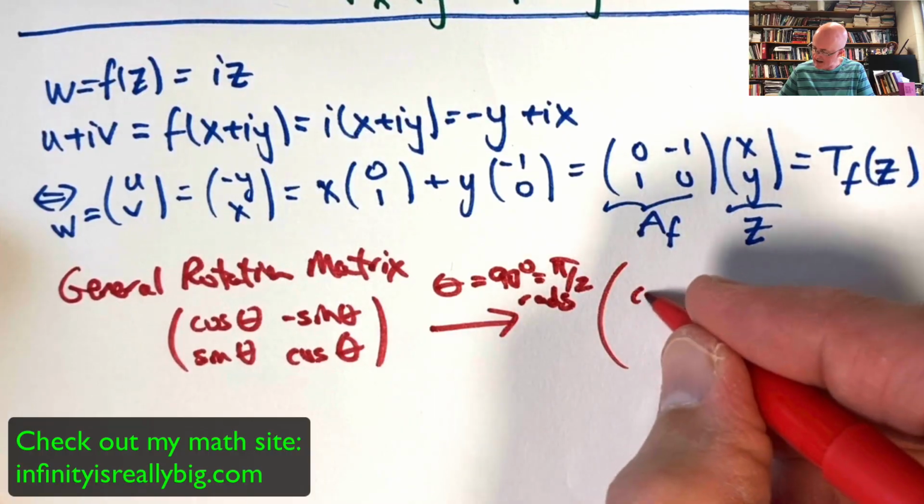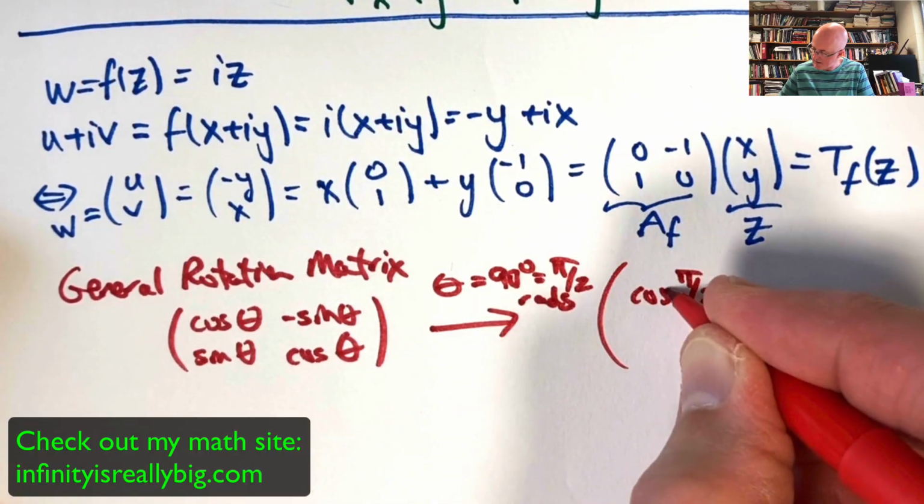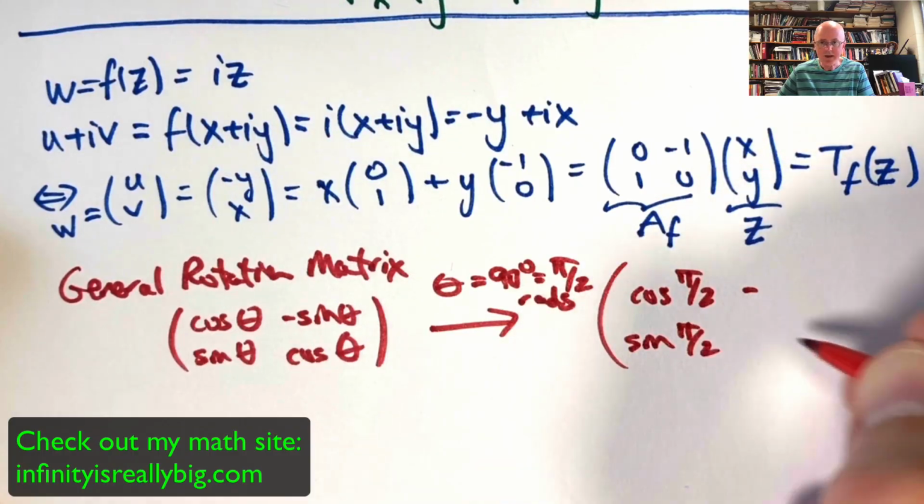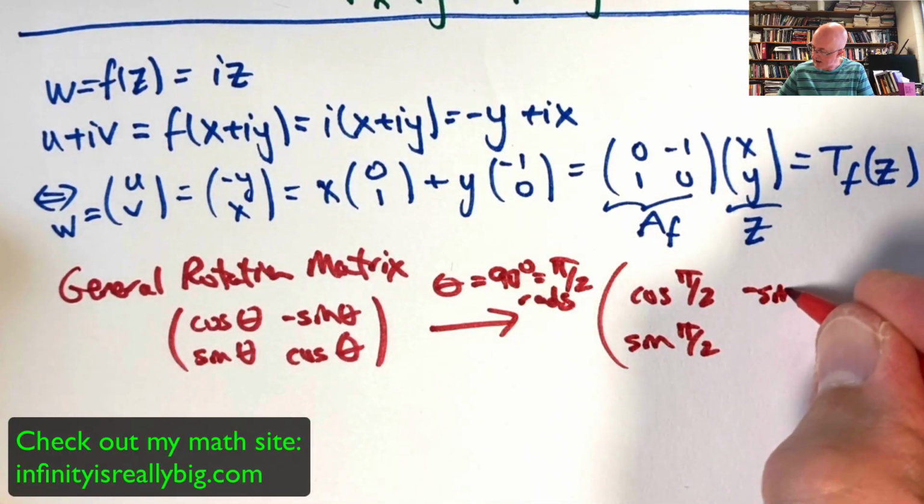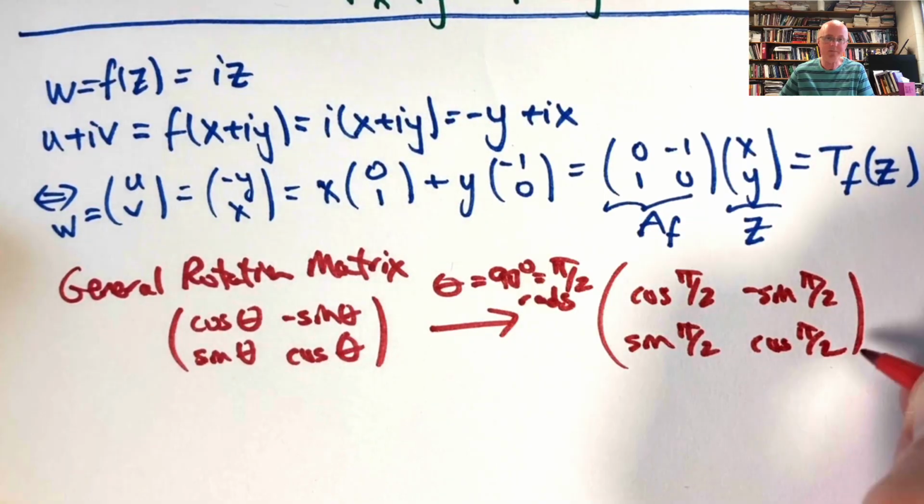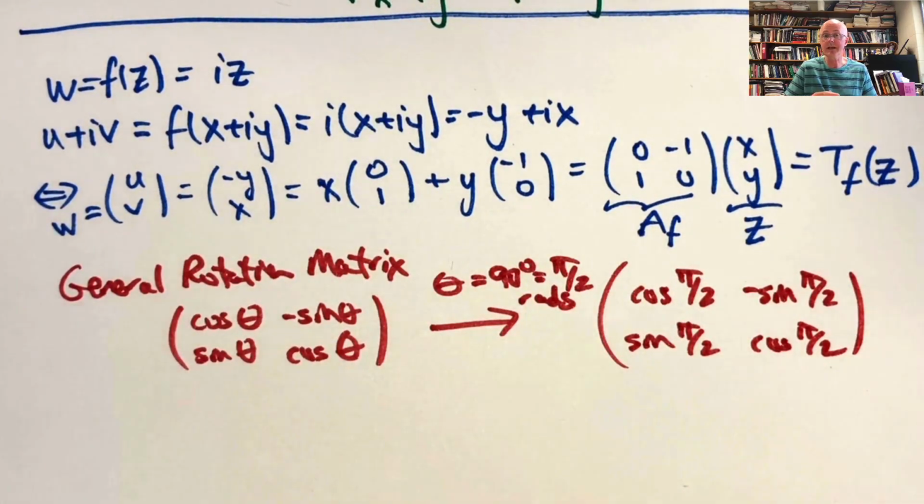You get cosine of pi over 2, sine pi over 2 for the first column, and then negative sine pi over 2, cosine of pi over 2 for the second column. Remembering your trigonometry, cosine of 0 is 1 and sine of 0 is 0.